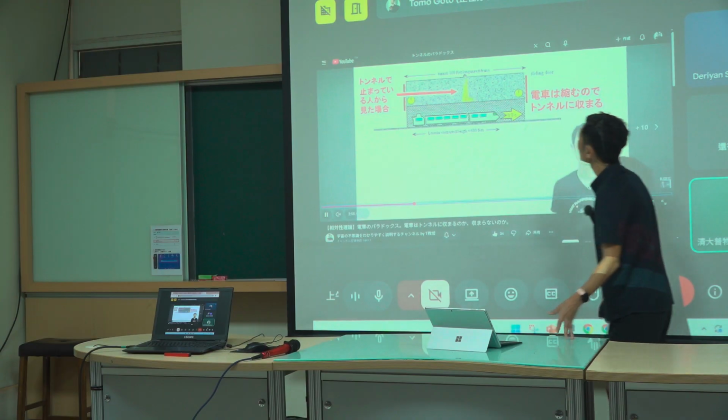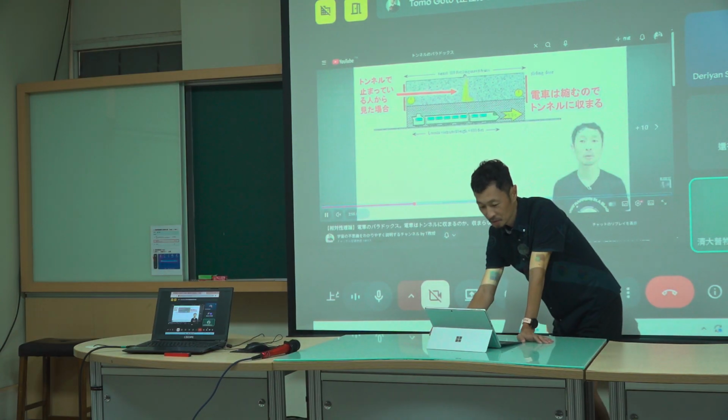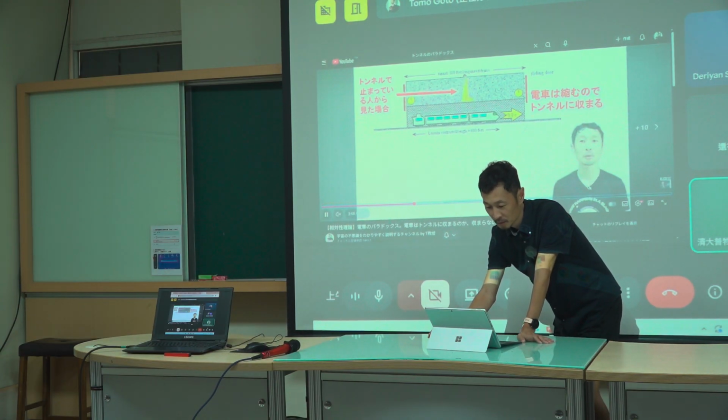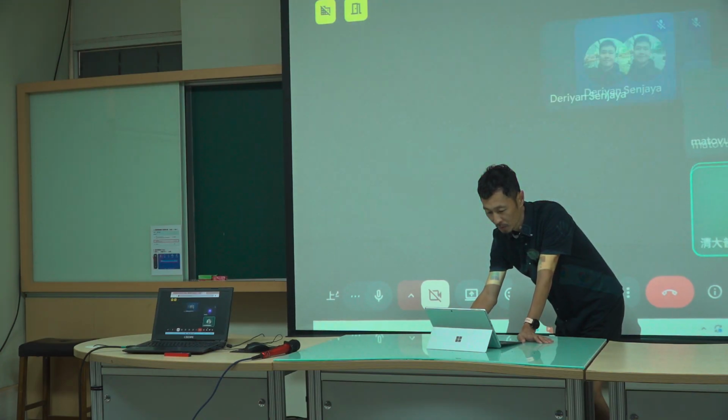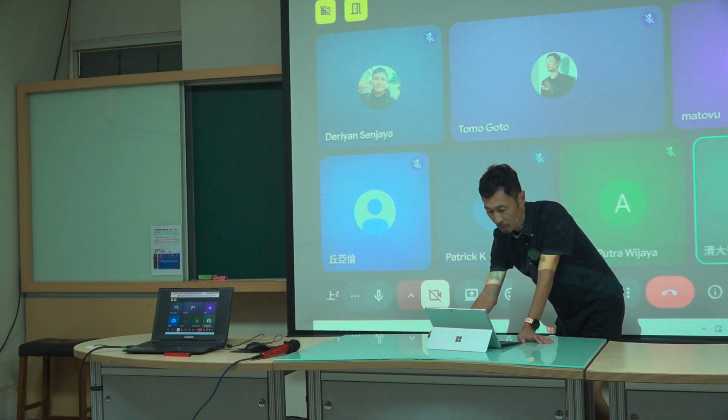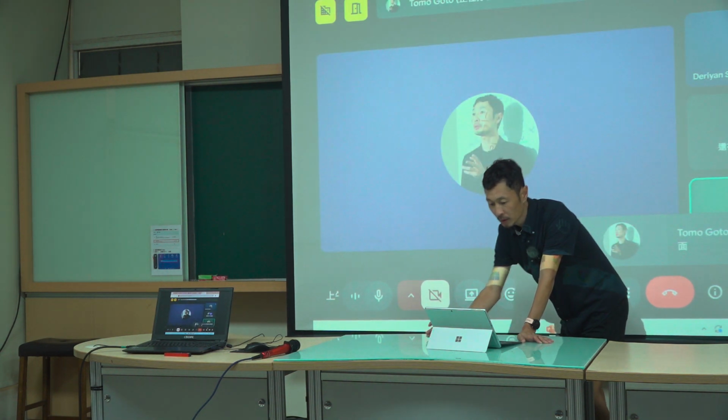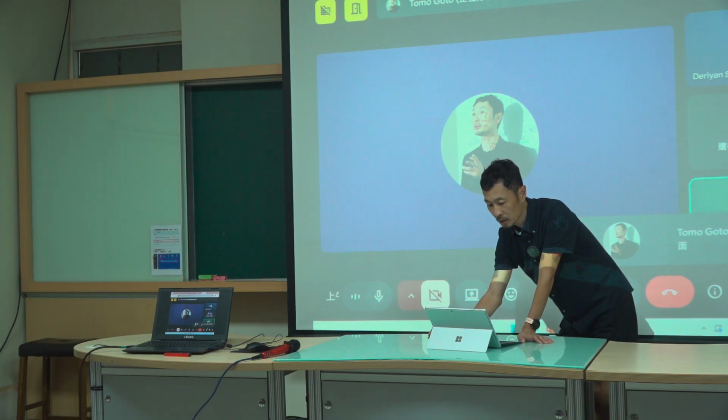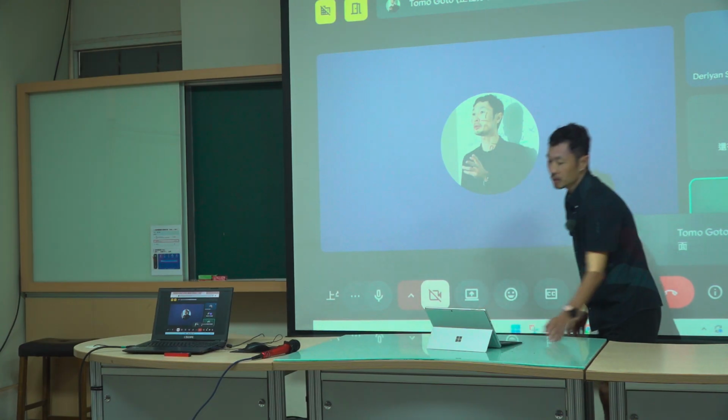So let's look at this situation. Why is the screen not showing? Let me share it again. I think it's about general relativity. Okay, so now we think about time.